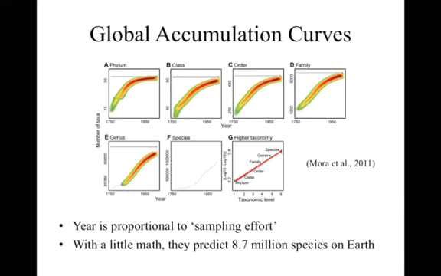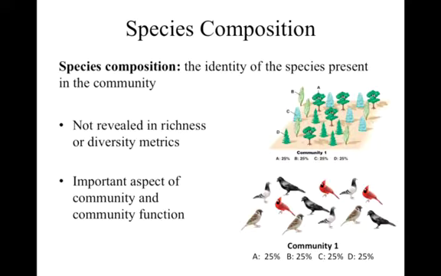So that must be how many there are on Earth. All right. So that's a bit about species diversity. But another element of a community is species composition.